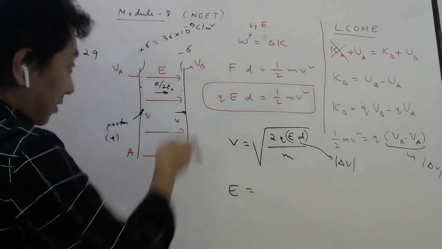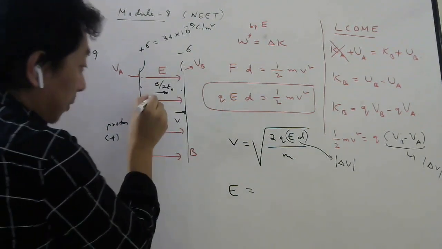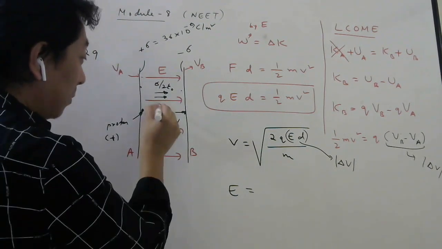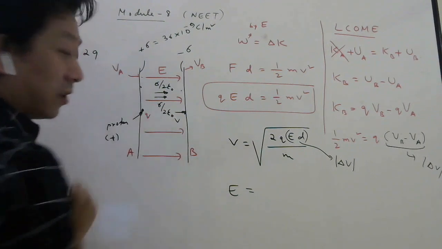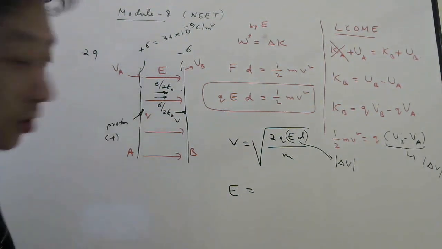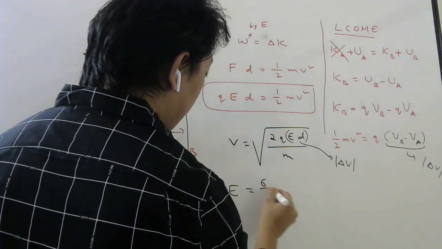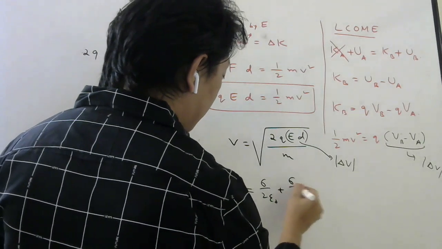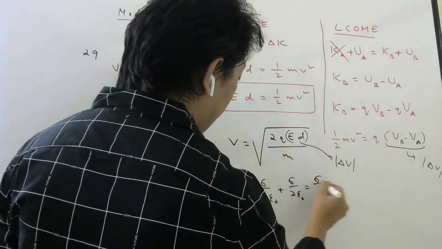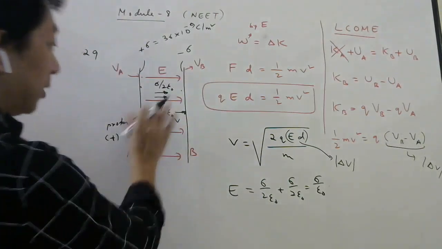Similarly, this sheet of charge is negative, so the electric field will be towards it. The magnitude will be sigma by 2 epsilon naught only. We have done this using Gauss law. So the total electric field will be sigma by 2 epsilon naught plus sigma by 2 epsilon naught, which will be sigma by epsilon naught in between the plates.